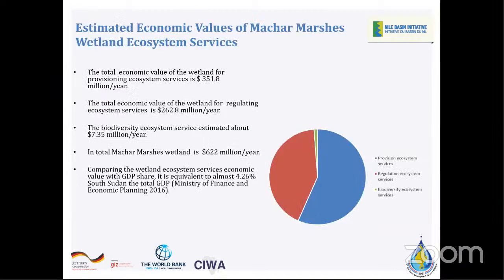Having said that, the wetland has about $351 million per year for provisioning services and $262 million for regulating services, and a total value of around $622 million per year, including the biodiversity ecosystem service. Comparing this wetland ecosystem service economic value, it is equal to around 4.2% of South Sudan's total GDP. We are trying to recalculate the GDP share, but this is a stock value.